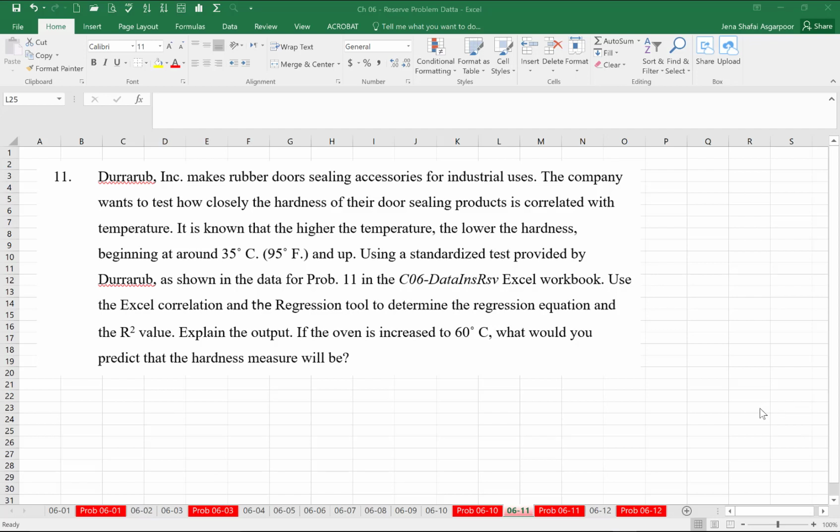This is review problem number 11 in chapter 6. We will use the correlation and regression tool packs from Excel. Dura-Rob makes rubber door sealing accessories for industrial uses. The company wants to test how closely the hardness of their door sealing products is correlated with temperature.